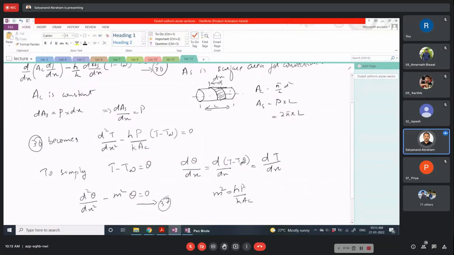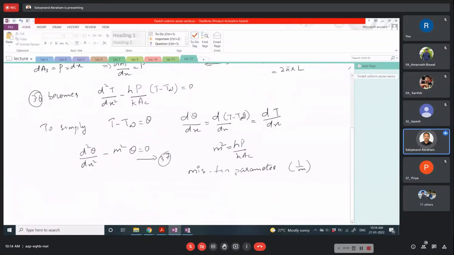Okay, and this is known as the fin parameter. So m is the fin parameter. Its unit is going to be 1 per meter, since hP by kAc has unit 1 by meter squared. m is the fin parameter, and its unit is 1 by meter.